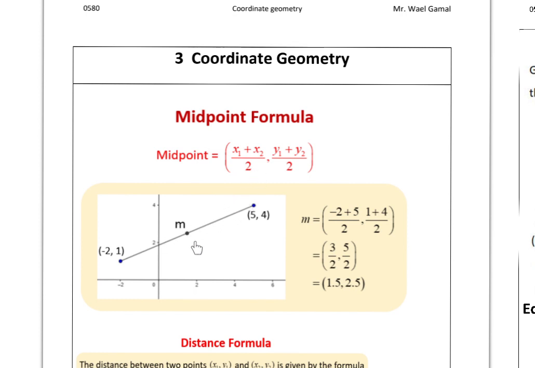If we apply this formula for these 2 points, x plus x: -2 plus 5 over 2, y plus y: 1 plus 4 over 2. So -2 plus 5 is 3, so 3 over 2 or 1.5. 1 plus 4 is 5, 5 over 2 or 2.5. So the coordinates for the point at the middle are (1.5, 2.5). If we have 2 points and need to find the midpoint, this is the formula: (x1 plus x2) over 2, (y1 plus y2) over 2.